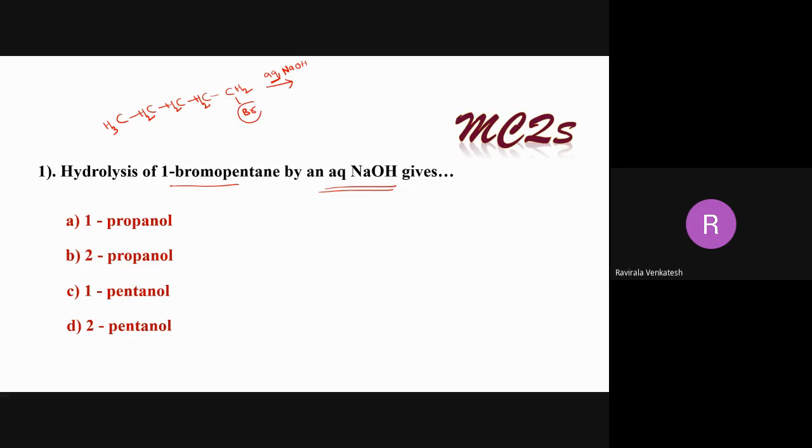What happens here? In the place of bromine, what do we get here? 1-pentanol. In the place of this one, what do we get here? OH. So OH, what? 1-pentanol. Isn't it? 1-pentanol we are going to get here.